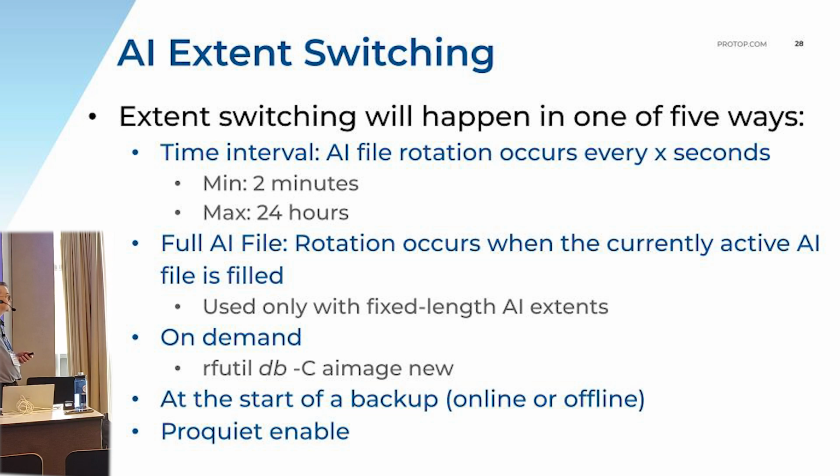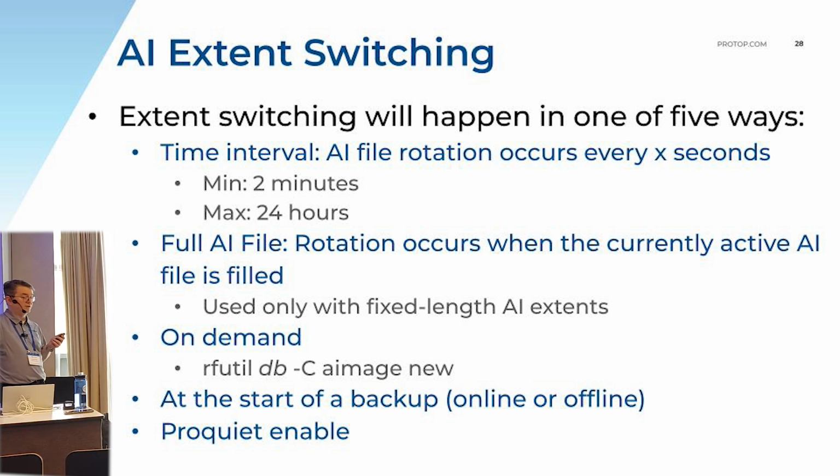Okay, so your extent switching, we've already talked about the daemon doing that for you. There are different ways that this can happen. You can set up the daemon with an AI arc interval, and that can be any value from 2 minutes up to 24 hours. It doesn't really make sense to do more than 24 hours because you're probably backing up every 24 hours. So you want to be doing switches within the backup interval.